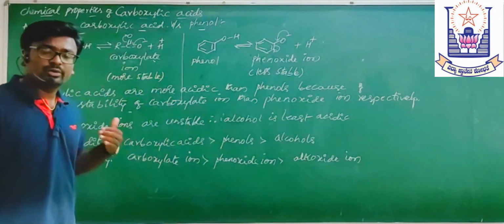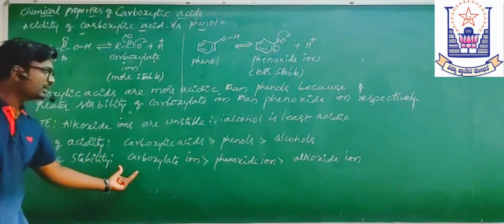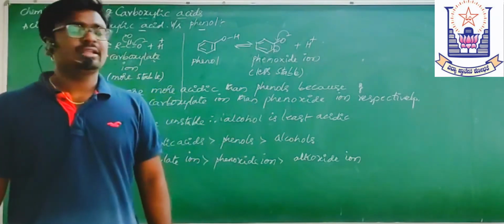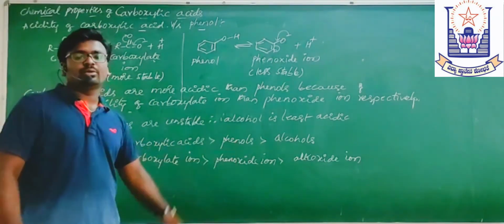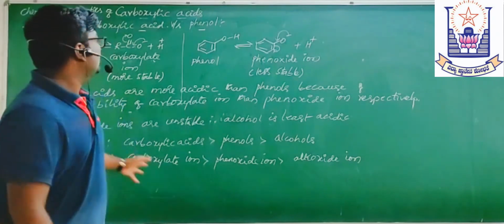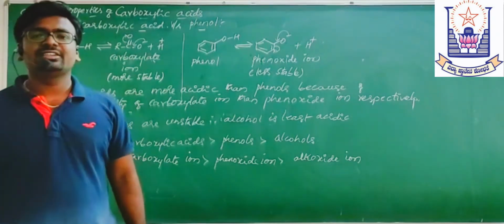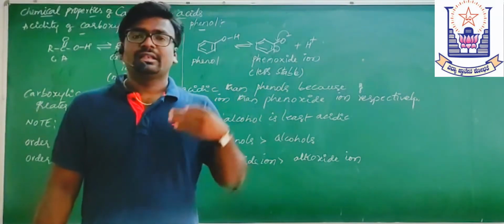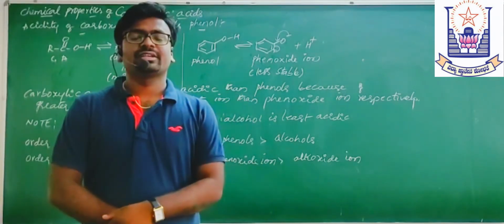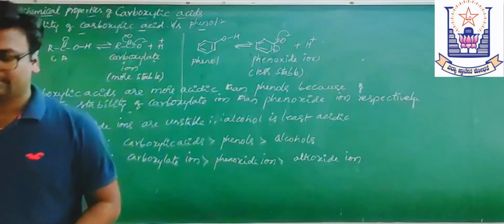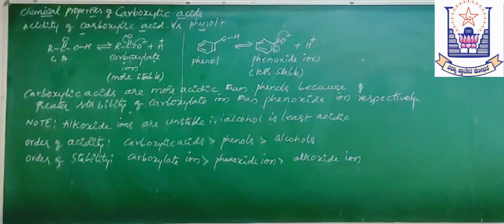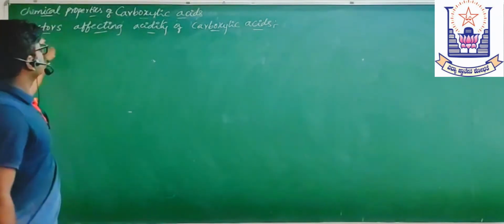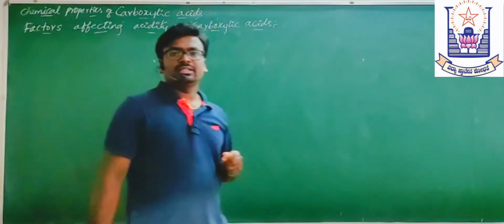Here what you are going to observe, greater the stability, greater will be the acidity. Greater the stability of the ion, greater will be the acidity of these compounds. So this is all about the comparison of acidity of carboxylic acids, phenols and alcohols. Then we shall go for the factors affecting acidity of carboxylic acids.